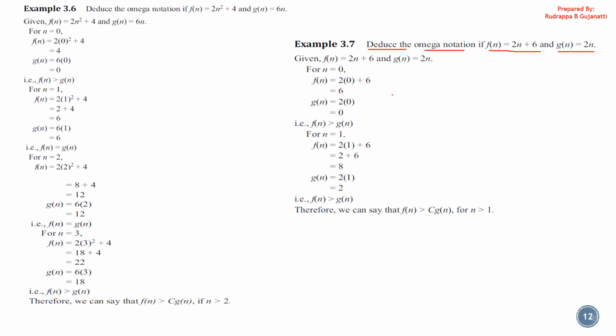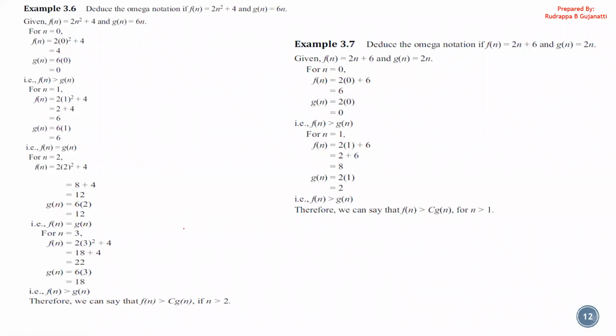So if you look at the equation itself, you can make out that this is 2 times n plus 6 and this is 2 times n. So this 2 times n itself is nothing but g of n. Therefore, f of n is always greater than g of n, if you just observe this equation.